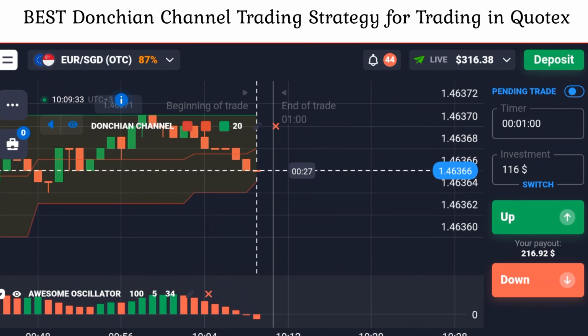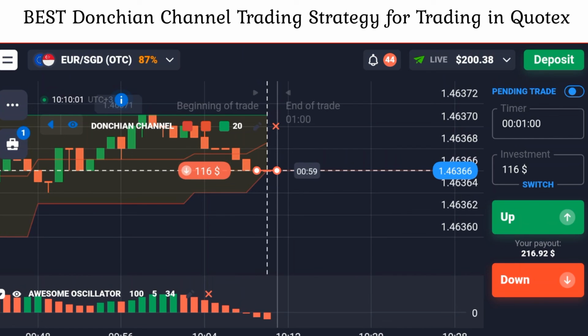So here is a very interesting sell opportunity that you've just identified on a different asset, that is the Euro SGD pair. You can already see that we have a cross of price on the middle band and the awesome oscillator has also switched over below the zero line and it is red. So I'll trade down for $116. Let's wait for 1 minute and see what happens.